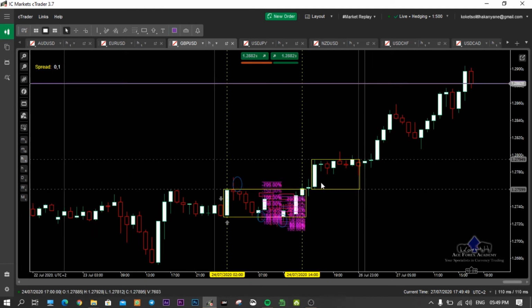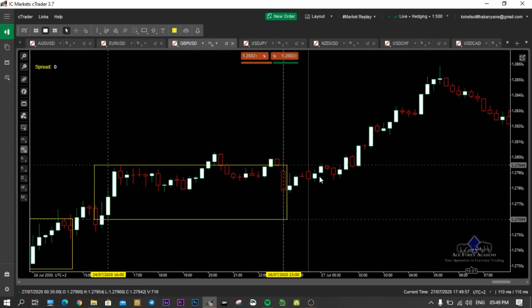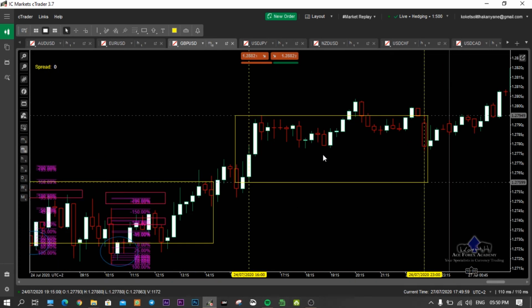Okay, let me just remove it. And this is our next zone, right? And let's move on to a lower time frame. Like I always say, we always want to start on our left and then move on to the right hand side.